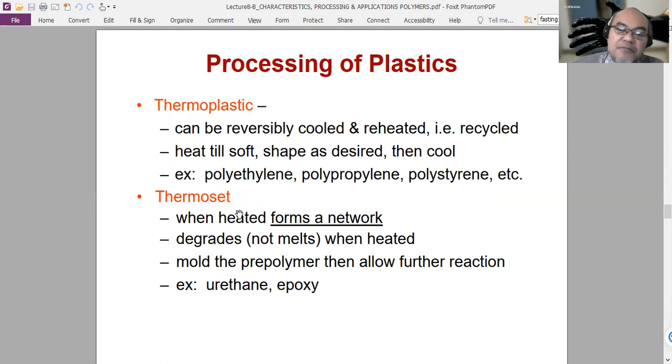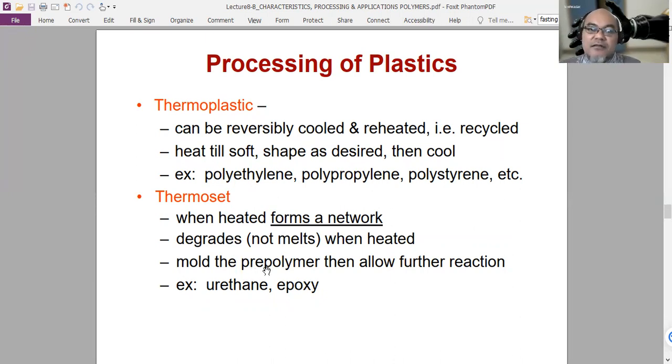Thermoset polymers, on the other hand, when heated, form a network, degrade, and do not melt. It just degrades. It doesn't melt, because melting means that the structure actually remains intact. Only the secondary structure is gone, or starting to be gone. That's what happens when a material melts. But with thermoset, it just degrades. So it means the polymer degrades and becomes the basic monomer again.